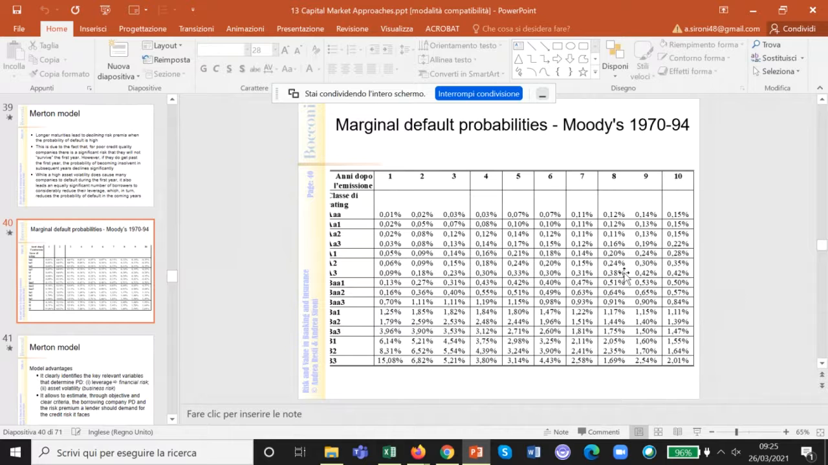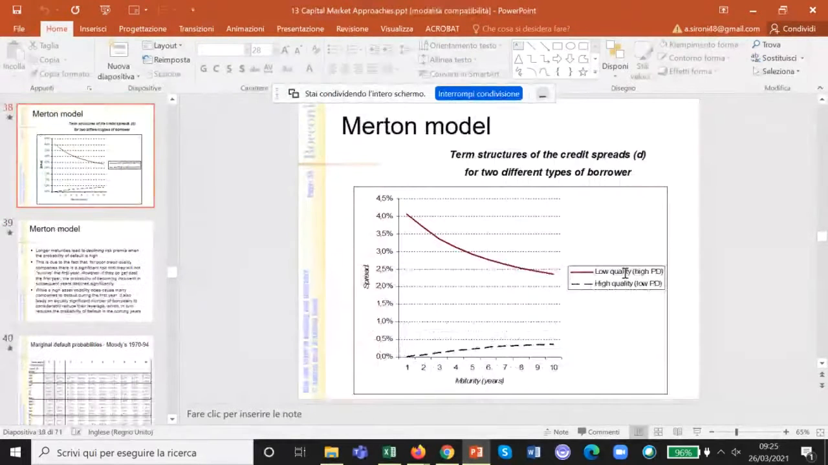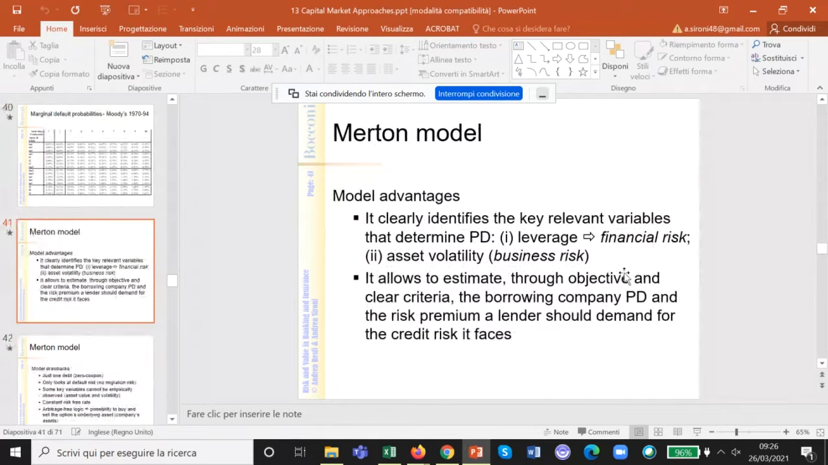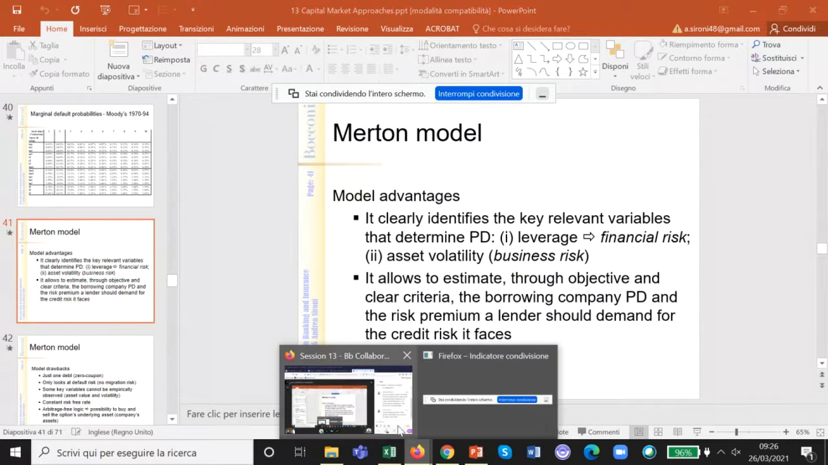So basically, this behavior of the spreads over time is very much consistent with this empirical evidence, which is what explains in the market the shape of those term structures of credit spreads. Okay. Any questions so far on the Merton model?